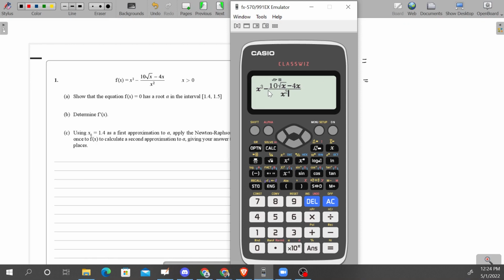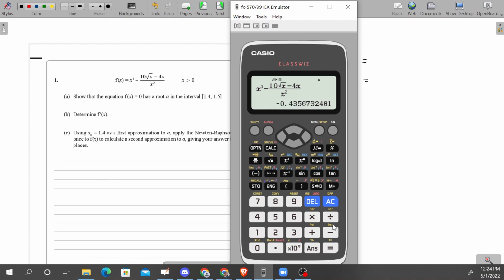By the way, you should know that when this negative mark is outside, if you go to expand it manually, the minus mark comes inside both the terms. Okay. So this is a minus 10 root x, and this would become a plus 4x. Okay. So let's give the values. Calc, the first x value we are supposed to give is 1.4.